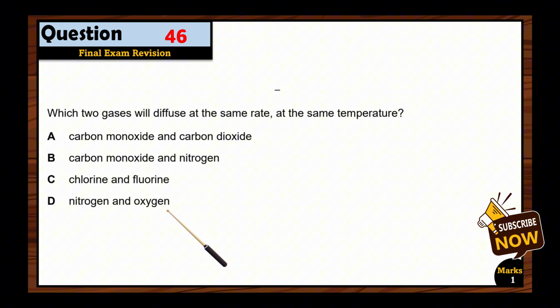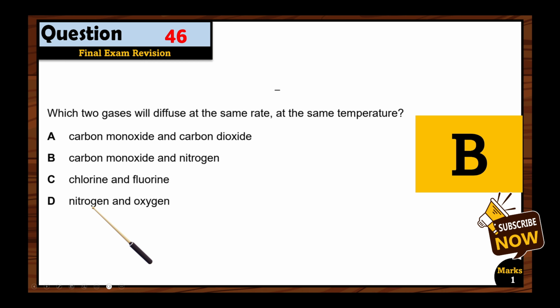46. Which two gases will diffuse at the same rate and at the same temperature? So we have the same temperature now, the temperature is kept constant. So it means these two gases should have the same molecular mass. If you calculate the mass of all these, you will find that nitrogen is usually a diatomic molecule, N2, so it has a mass of 28, and carbon monoxide also has a molecular mass of 28. So that's why option B is right.